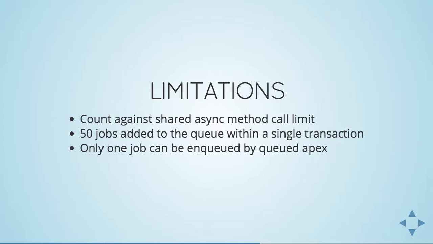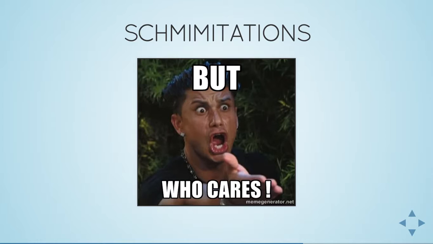Only one job can be added to the queue via queued Apex, right? So you can't have one job chaining off multiple times. And originally, when Queueable Apex was released in winter 2015, you could actually only chain once. And then after that, you would have an exception thrown. But with spring of 2015, this limit was lifted. But regardless, I'm going to show you why none of these limitations really apply to us.